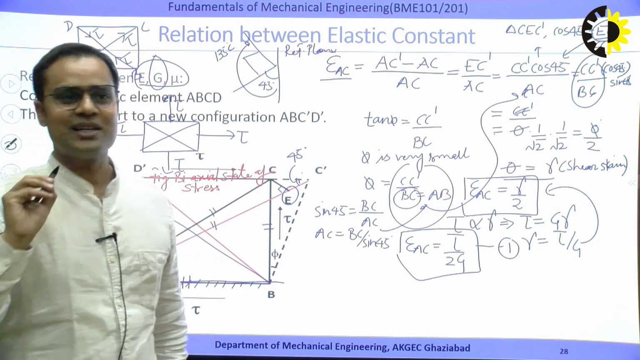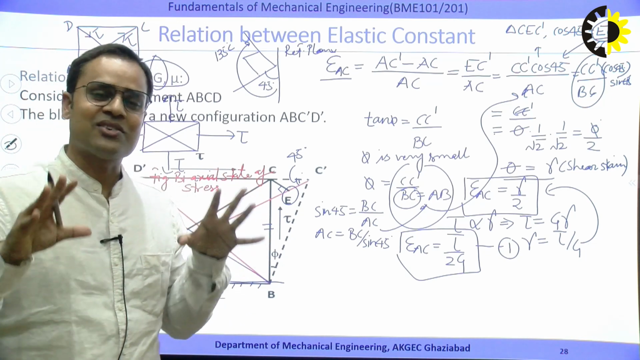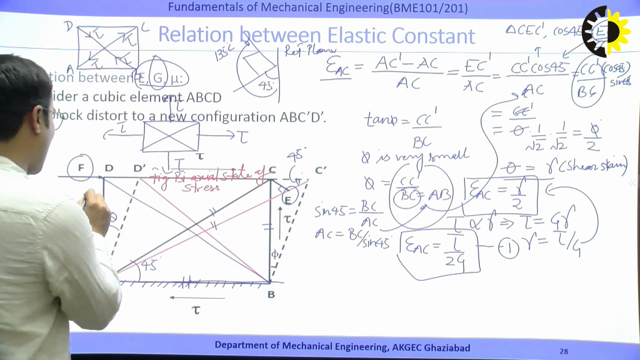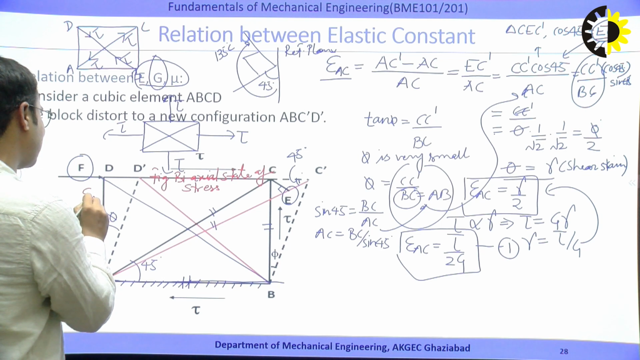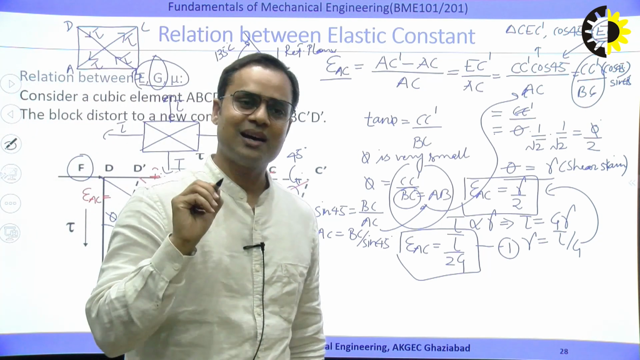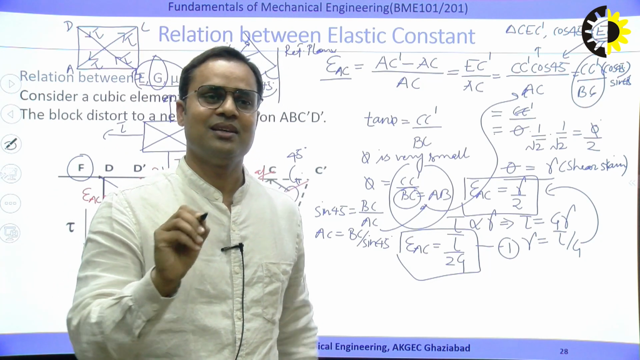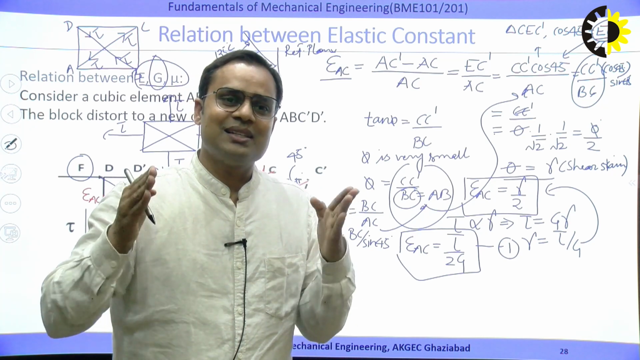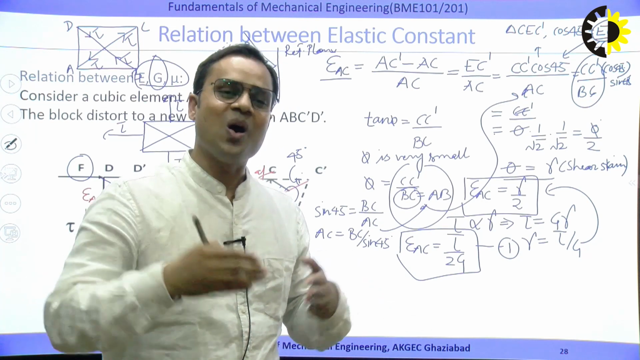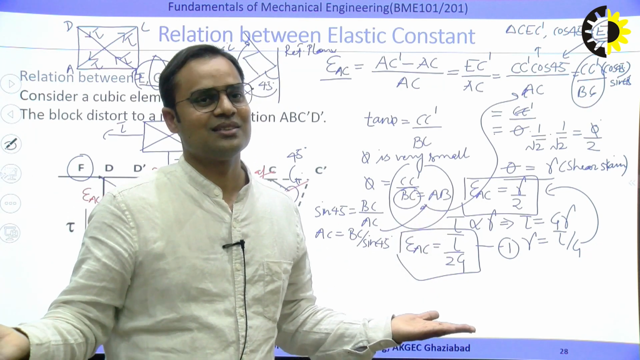So in case of biaxial state of stress, if I am interested to calculate how much strain is induced in the diagonal AC. In the previous derivation, we have seen, due to the triaxial state of stress, how much strain is induced in the x direction and how much strain is induced in the y direction. We have also seen that, right?